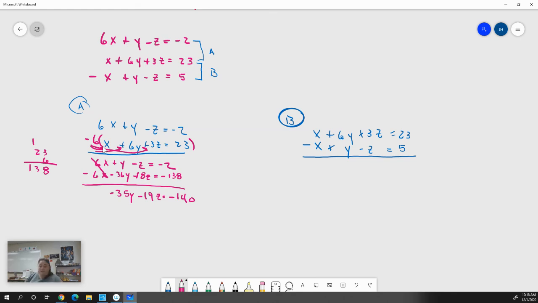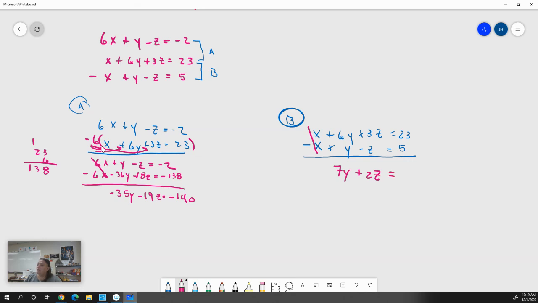Now, here when I look at this problem, I don't have to do anything to eliminate the x, right? When I add these together, they automatically eliminate because x minus x is just 0. 6y plus y gives me 7y. 3z minus z gives me plus 2z.